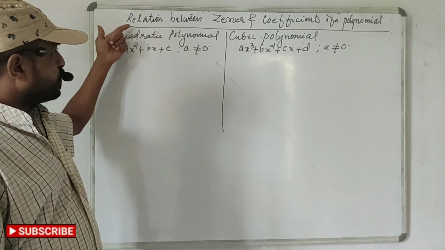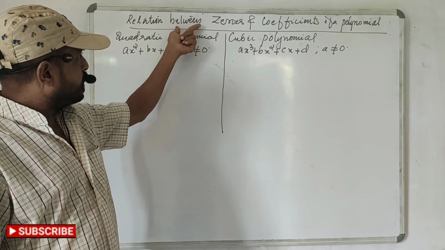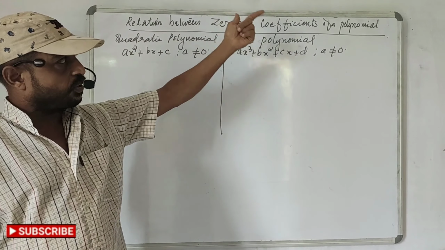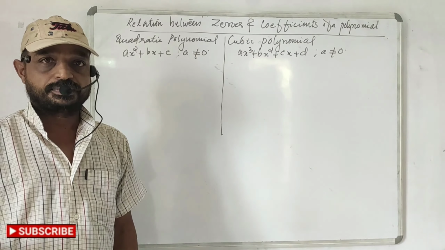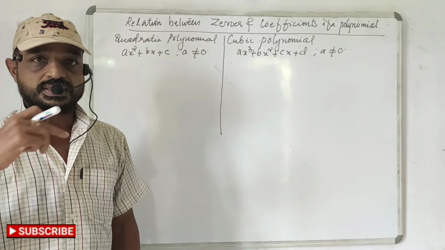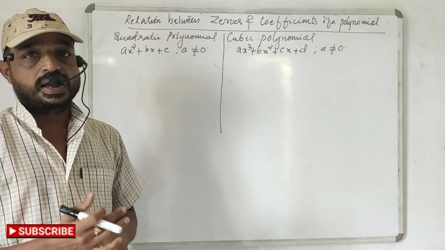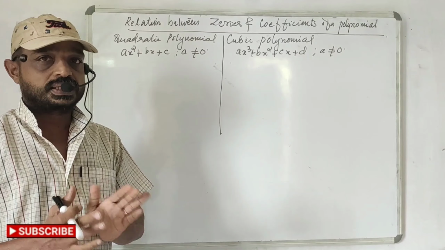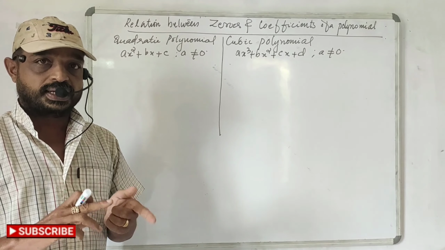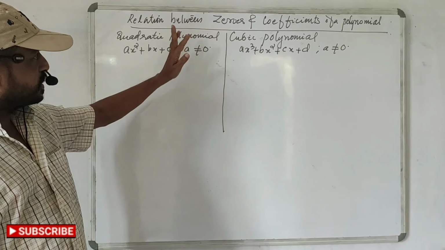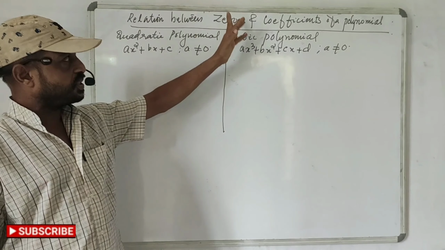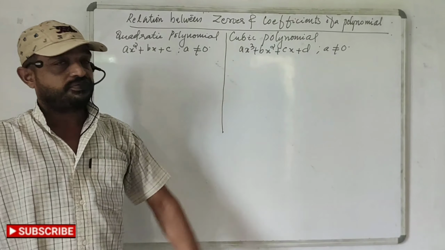Today we are going to discuss the relation between zeros and coefficients of a polynomial. In our previous videos we have seen what is meant by zero of a polynomial and how to find the zero of a polynomial algebraically and graphically. Today we are going to discuss the relationship between zeros and coefficients of a polynomial.